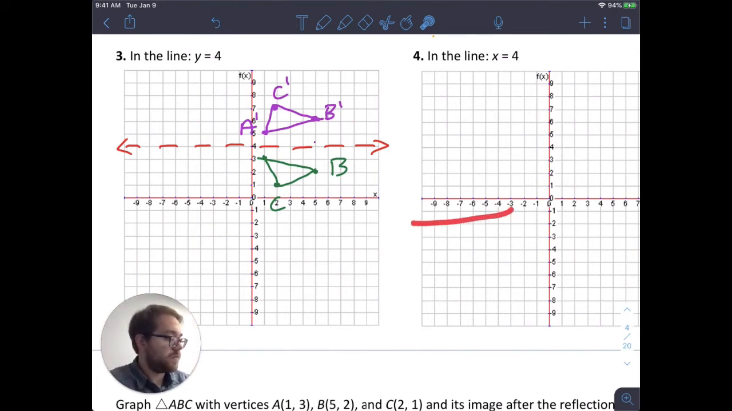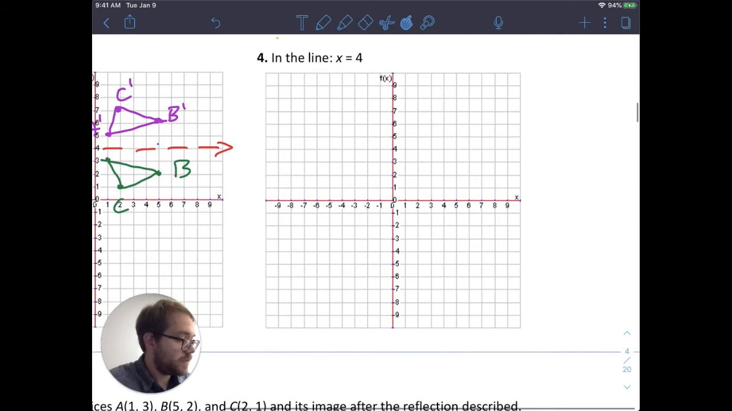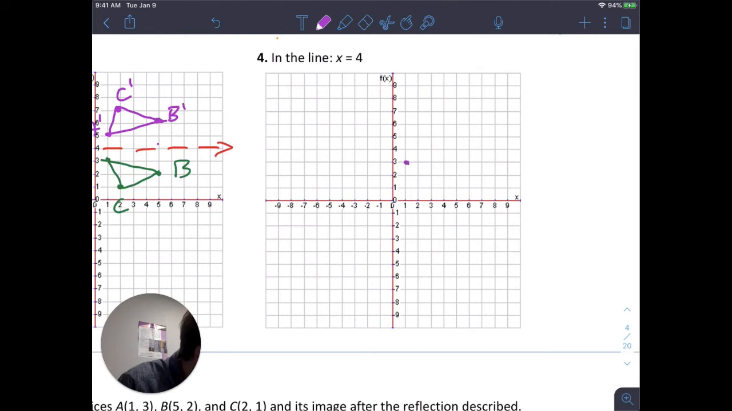Let's do example 4. Here we're reflecting across the line x equals 4. So we have our same triangle, A, B, C, and we're going to reflect across the line x equal to 4. Well, that line is right here, right? It passes through 4 on the x-axis, x equal to 4. Okay? So I'm going to do the same thing that I did on the last one. I'm going to draw that dotted line to remind myself that that's where I'm reflecting.